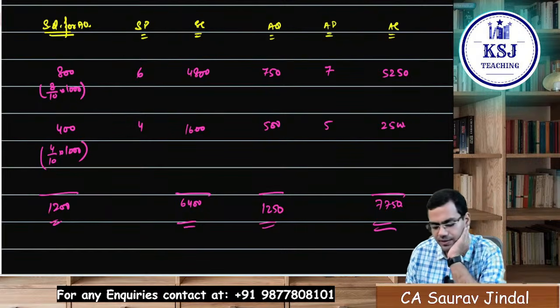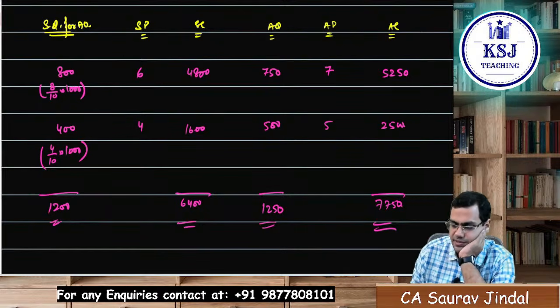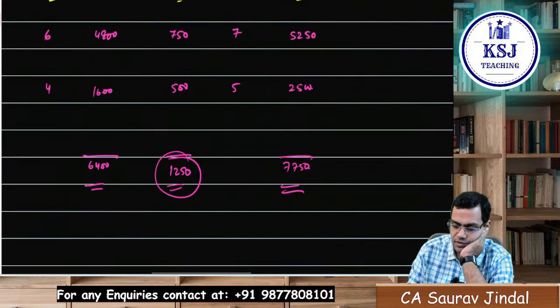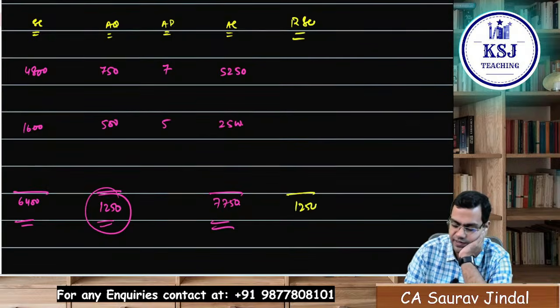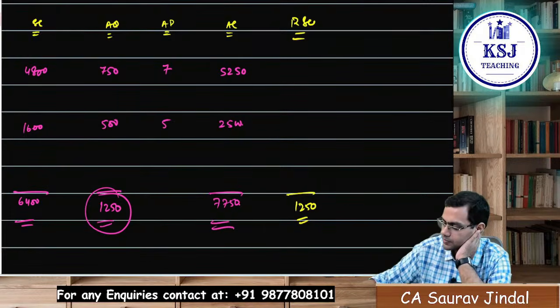You can calculate mix and yield variance. Divide this 1250 in the ratio of 8:4. Simple. Or 2:1. You can divide this. You can calculate revised standard quantity also. That is 1250 in the ratio of 2:1.